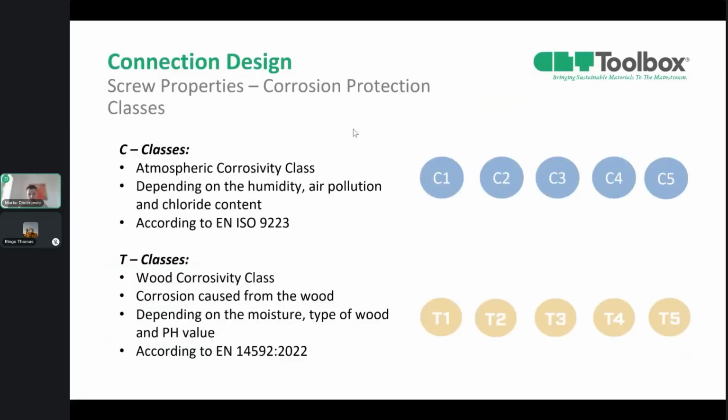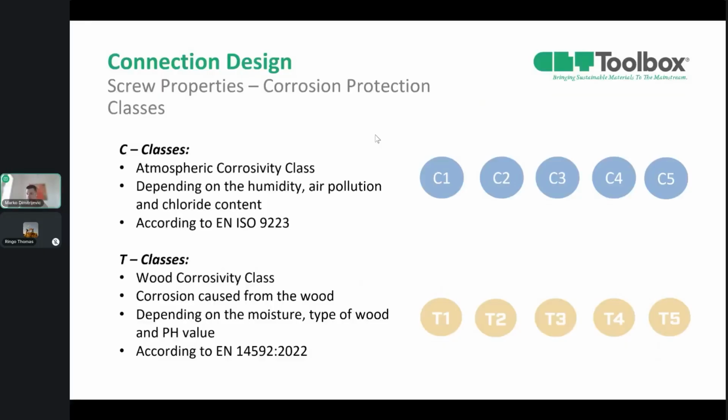Concerning the corrosion protection classes, there are 2 types of classes. So we have C classes and D classes. C classes measure the aggressiveness of the surrounding environment, ranging from C1, that is related to dry and clean environments, to C5, highly corrosive environments such as coastal or industrial areas. They're depending on humidity, air pollution, and chloride contact, and they're according to EN ISO 9223.